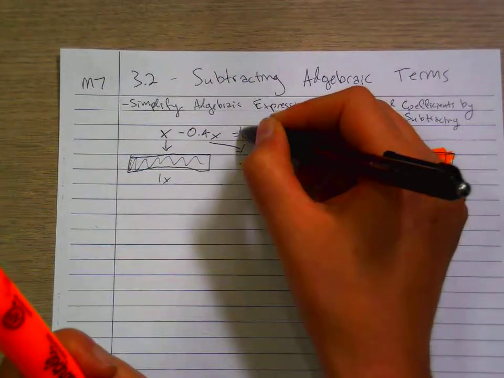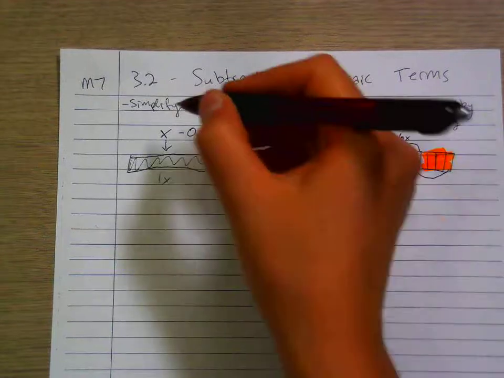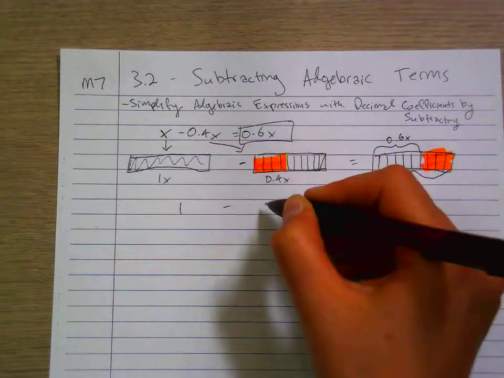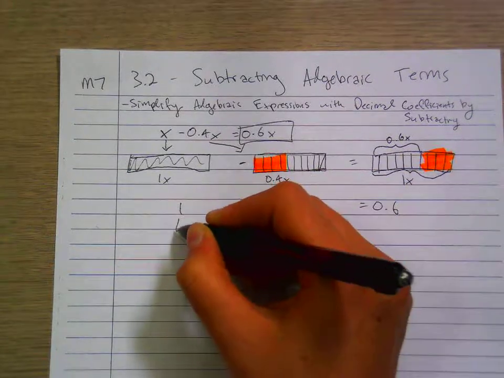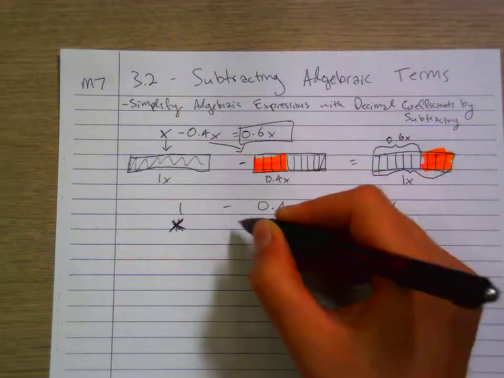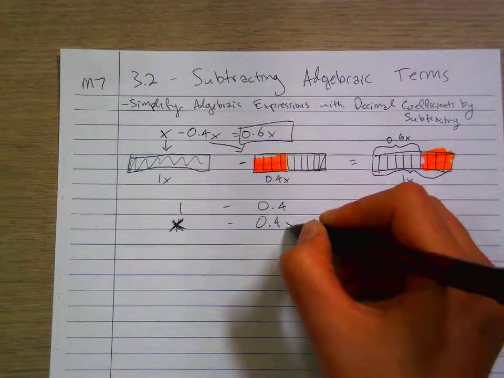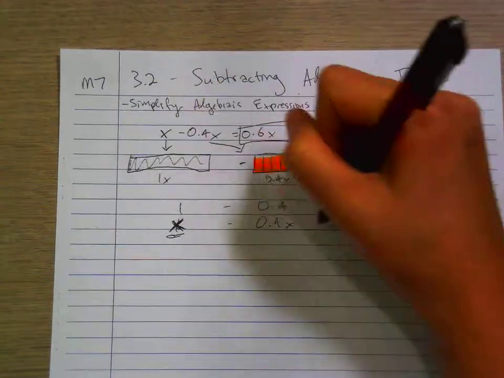It's the same as saying 1 minus 0.4 equals 0.6. It's just like saying x, because there's 1x there, minus 0.4x equals 0.6x. We can do this because they all contain the same thing, x. Let's try an example.